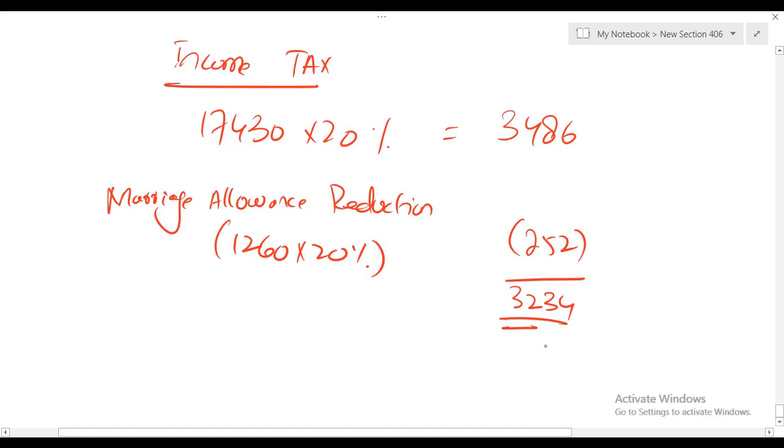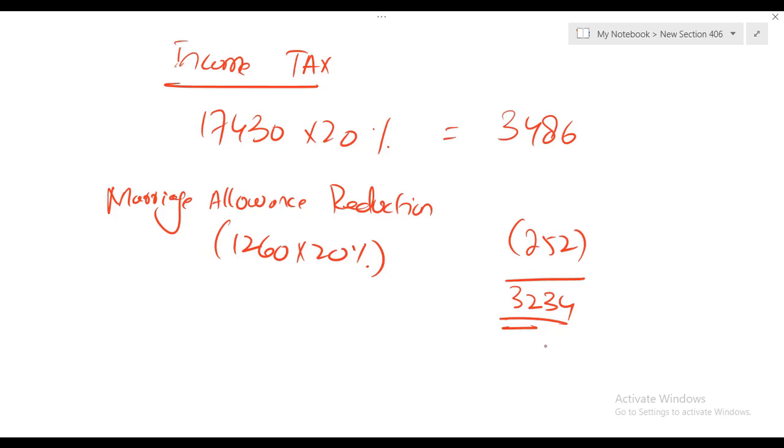Let me repeat. In order to get the marriage allowance, number one, marriage is a must. Second, husband and wife both must be basic rate taxpayers. Third, exactly 1260 marriage allowance is available, not less, not more. And what happens due to marriage allowance? All you need to do is calculate the normal income tax liability, and after that, write marriage allowance reduction. Just multiply 20% with 1260. You'll get 252, and this 252 will reduce income tax liability.